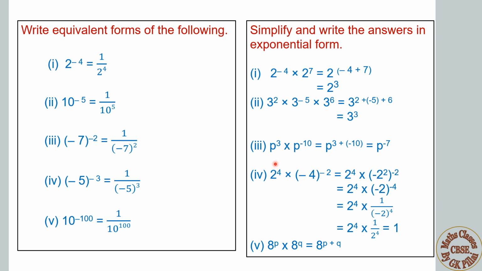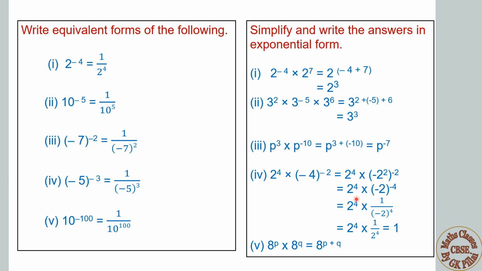And the next one, p raised to the power of 3 into p raised to the power of minus 10 equals p raised to the power of 3 plus minus 10. Your answer will be p to the power of minus 7. It is not necessary that you should have numbers. It can be variables also. 2 to the power of 4 into minus 4 raised to the power of minus 2. Here bases are not same. We will do something to change it. We are writing this one as minus 2 raised to the power of 2.